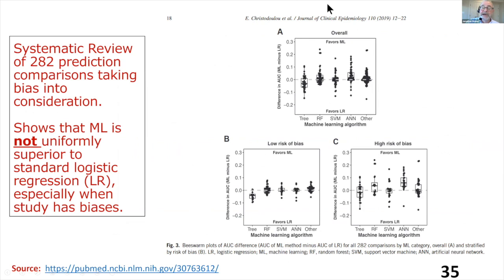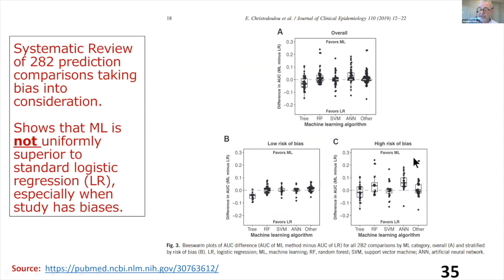The epidemiologists, clinical epidemiologists, tend to be realists. And this was a very nice systematic review that says machine learning is not, underline not, superior to standard logistic regression, especially when the study has biases. That was a really interesting insight. So each of these is a different type of AI technique. They compared the machine learning to the logistic regression. In other words, it was 282 articles like the one I just showed you before.